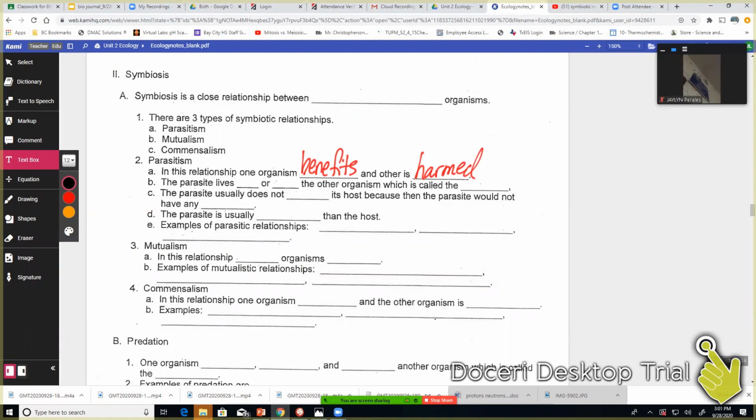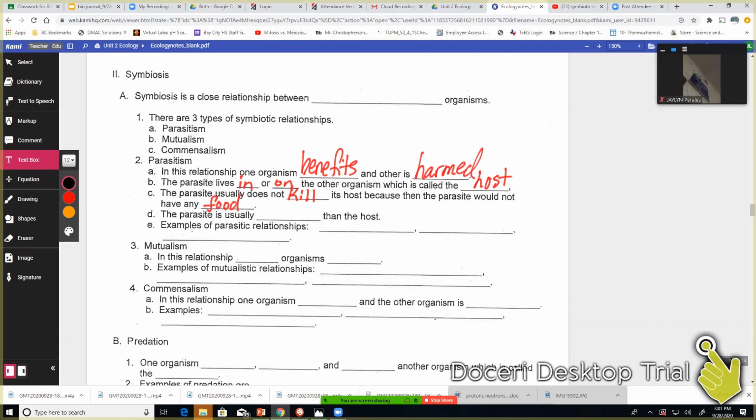So the parasite lives in, think of a tapeworm or any kind of worm, lives in or on the other organism. And that other organism is called the host. So like in our case, the dog would be the host. The parasite usually does not kill the host, because then the parasite would not have any food. So it doesn't want to kill it. It wants to get all the food it can from the host, but it would really not kill it.